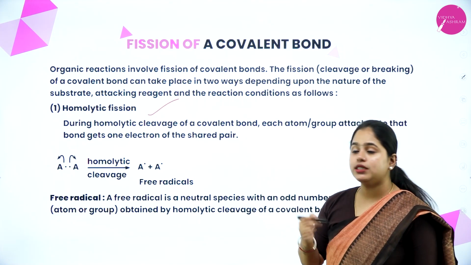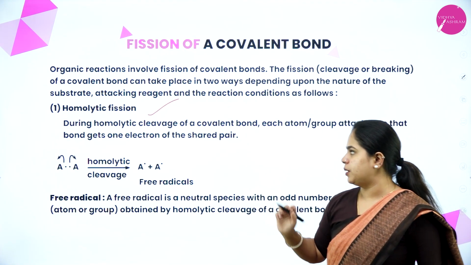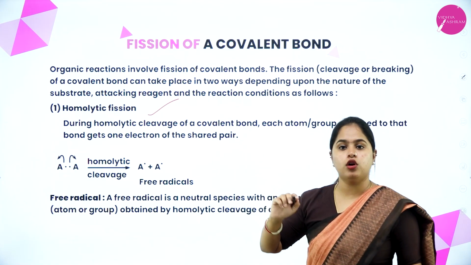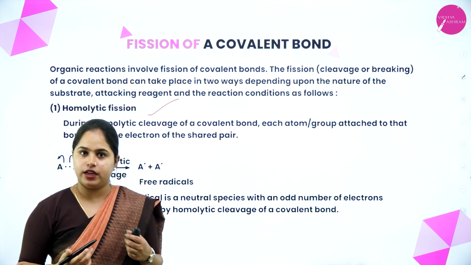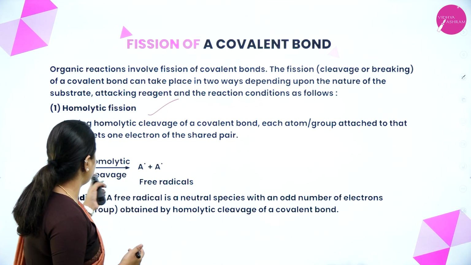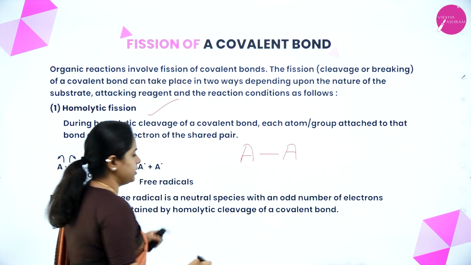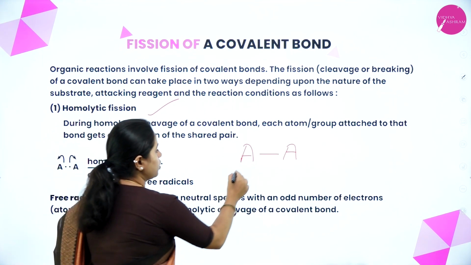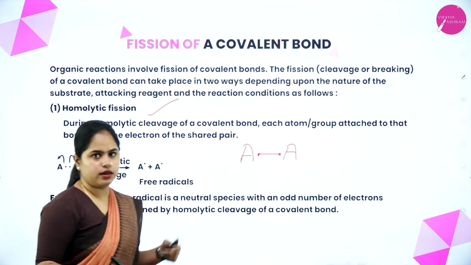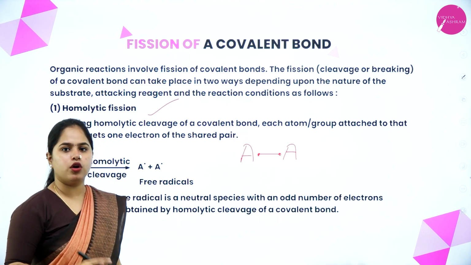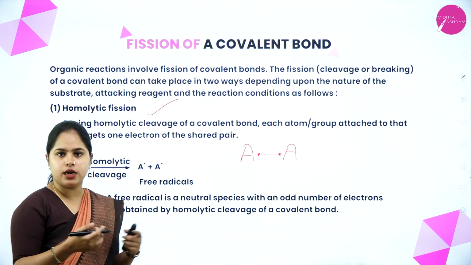During homolytic cleavage of a covalent bond, each atom or group attached to that bond gets one electron of the shared pair. Covalent bond means sharing of electrons, right? As you can see here, if there is a covalent bond between A and A, one electron is contributed by one atom and another electron by the other atom. Both of them are contributing one electron, and these two electrons are shared between them.